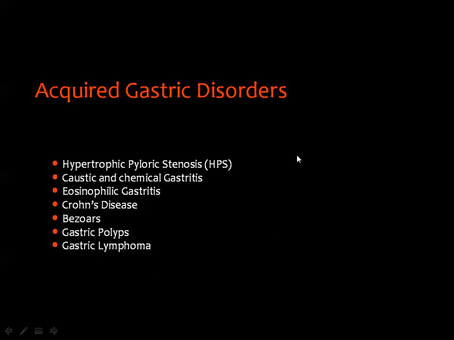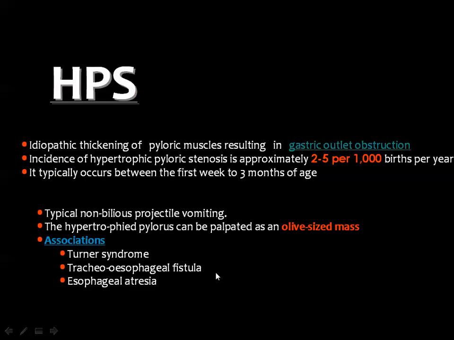And the acquired gastric disorders, this is the very famous one, hypertrophic pyloric stenosis. Then you may get chemical gastritis, eosinophilic gastritis, Crohn's disease, bezoar, meaning foreign body in the stomach, gastric polyps, and lymphoma. The hypertrophic pyloric stenosis is an idiopathic thickening of the pyloric muscles, resulting in marked narrowing of the gastric outlet and maybe total obstruction of the gastric outlet.